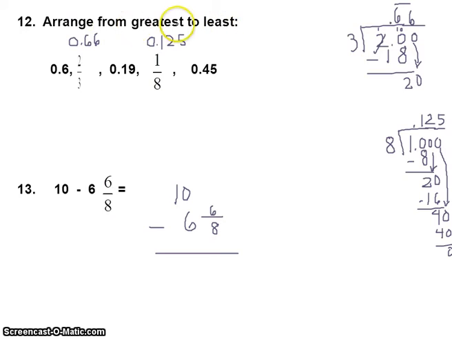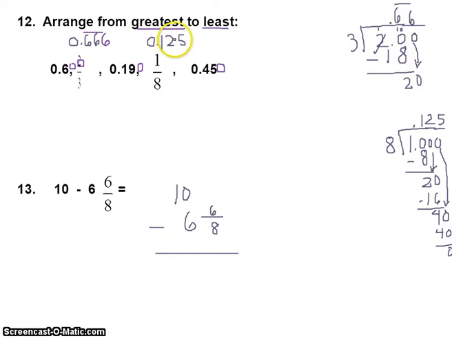Arrange from greatest to least. And I already have my decimal equivalents for these fractions. If you forgot that 2/3 is 0.6 repeating, or that 1/8 is 125 thousandths, I've shown you over here how to change 2/3 into a decimal and how to change 1/8 into a decimal. And I've got 3 digits here, so I want to have 3 digits for my others. I'm going to add a 6 here and 2 zeros.